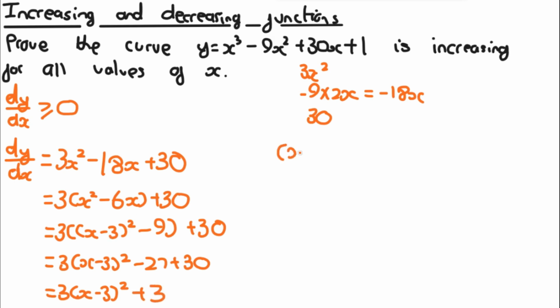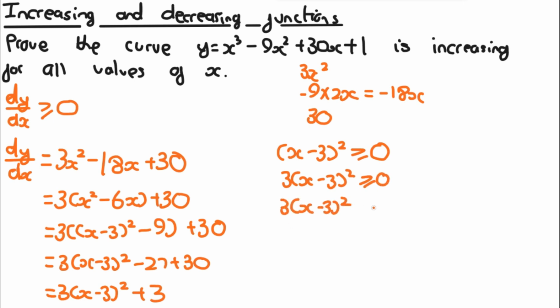So we know that x minus 3 squared is always going to be bigger than or equal to 0 because it's a square number. So therefore 3 of x minus 3 squared is also always going to be bigger than or equal to 0. So 3 of x minus 3 squared plus 3 is always going to be bigger than or equal to 3, and therefore bigger than or equal to 0. So therefore dy over dx is always going to be bigger than or equal to 0 as required. And again, if you don't understand what's happened here, go back to that completing the square video in chapter 2.